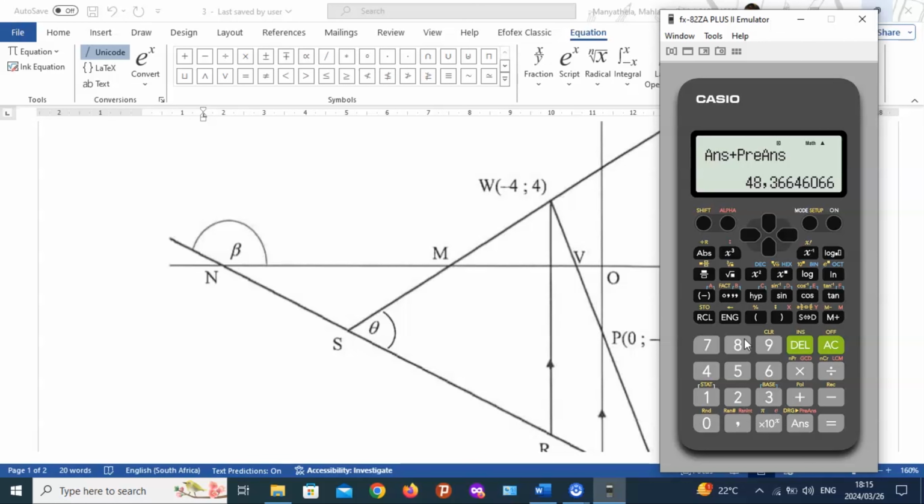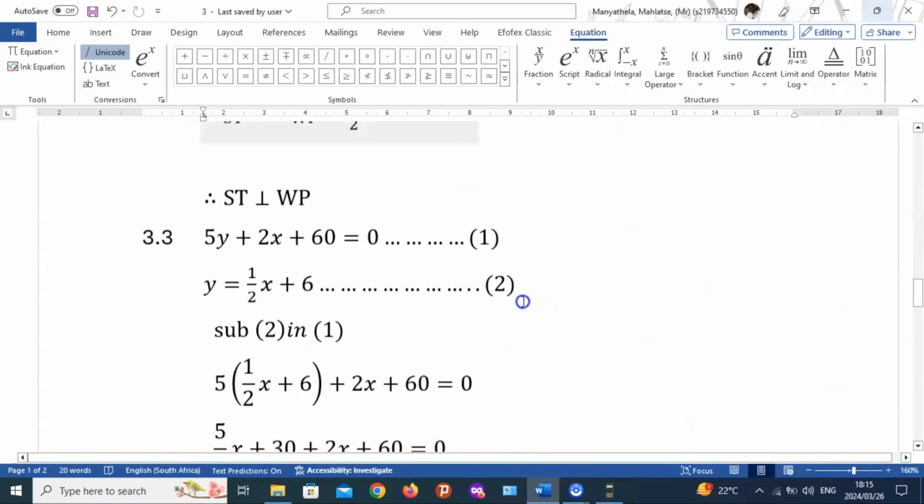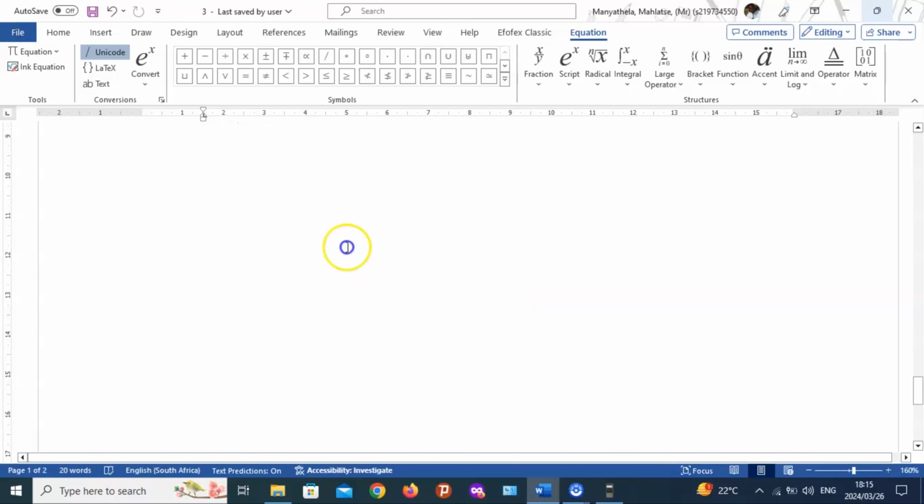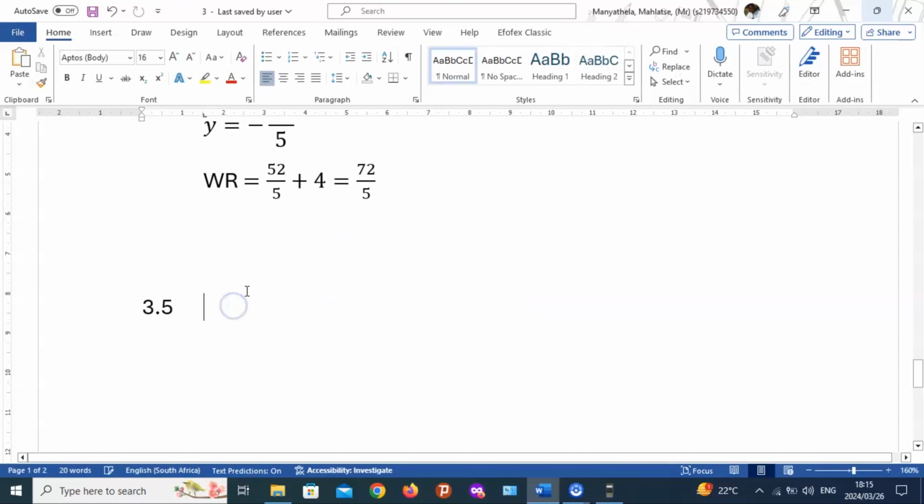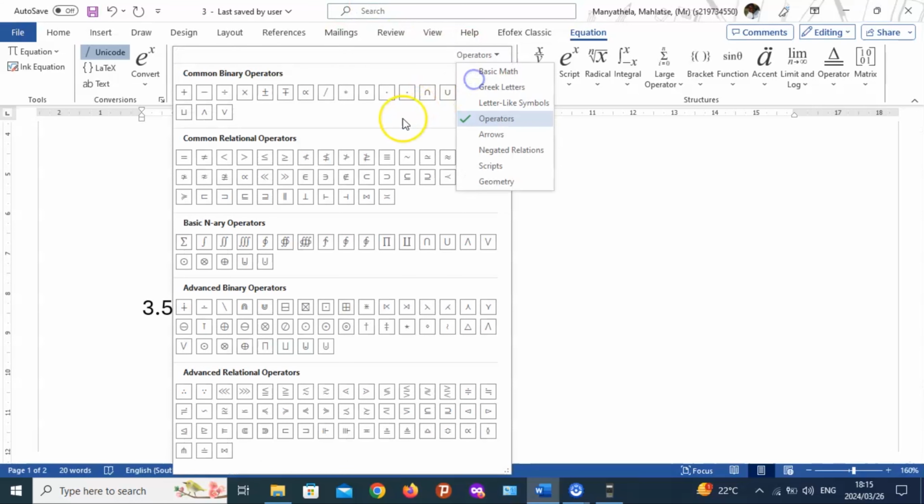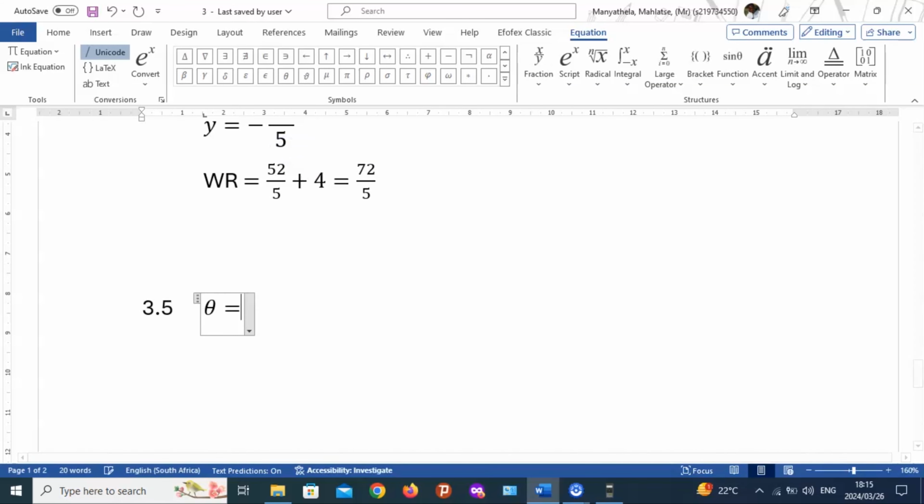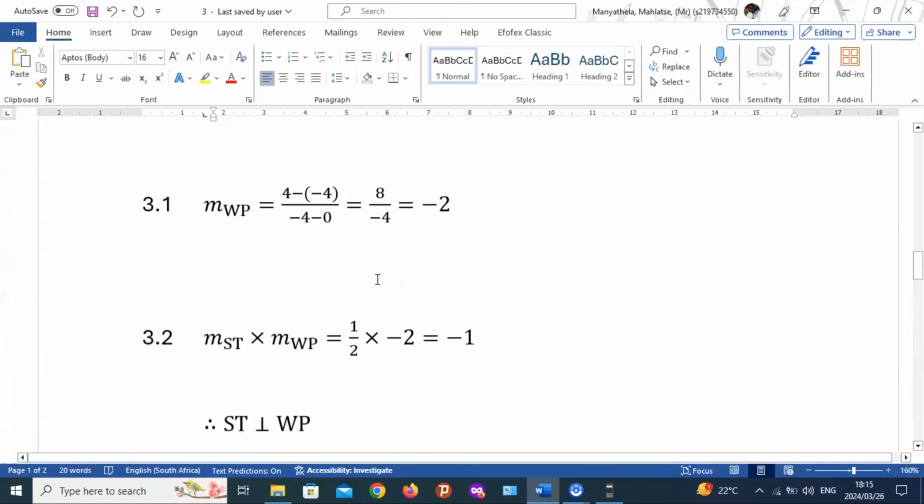So theta is 38.37. Let's just write it down. Theta equal to 48.37.